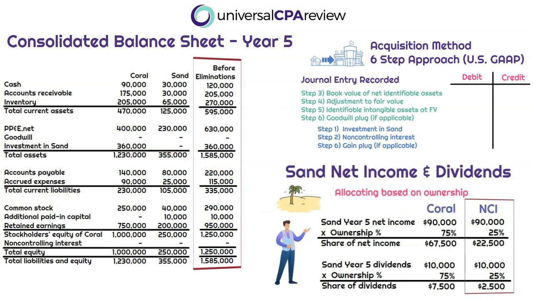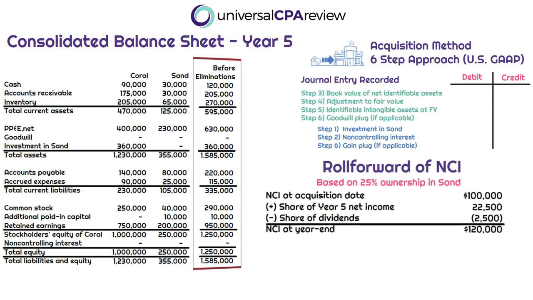So for non-controlling interest, the process is the same for determining the share of net income and the share of dividends, right? So we can see that the share of net income for non-controlling interest was $22,500 based on their 25% ownership. And then for dividends, it would have been $2,500. So when we prepare the roll forward of NCI, well, it's the same idea.